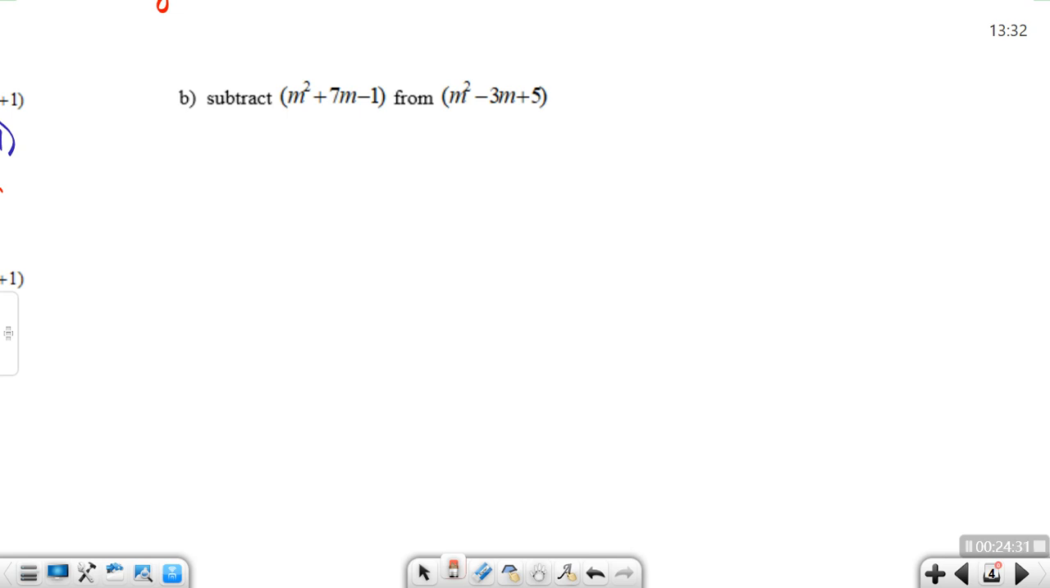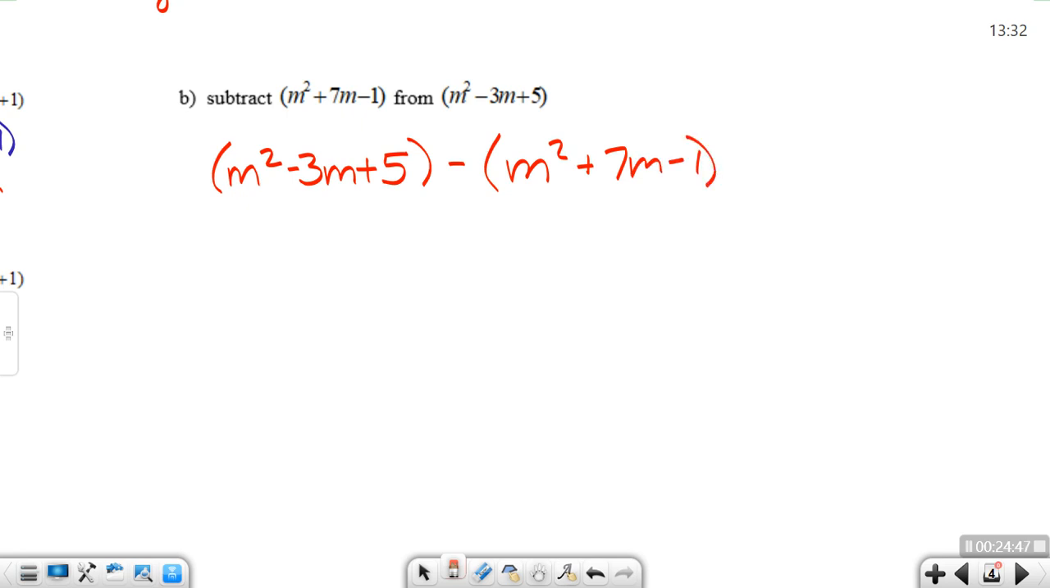So now that we know the order it's supposed to be in, replace those back with the polynomials. So subtract m squared plus 7m minus 1 from m squared minus 3m plus 5. So from m squared minus 3m plus 5, I'm going to subtract m squared plus 7m minus 1. So guys, the mistake that a lot of people are going to make with these is they're going to put them backwards, and what's going to happen is you're going to get the exact opposite of the answer that you should have gotten.